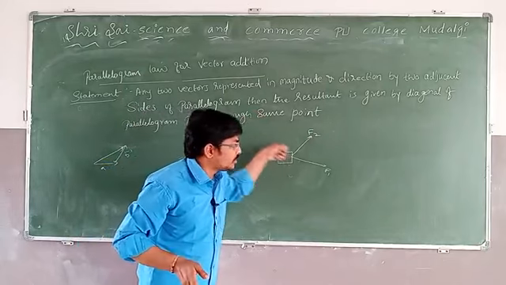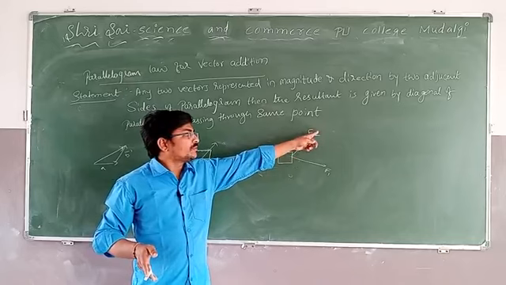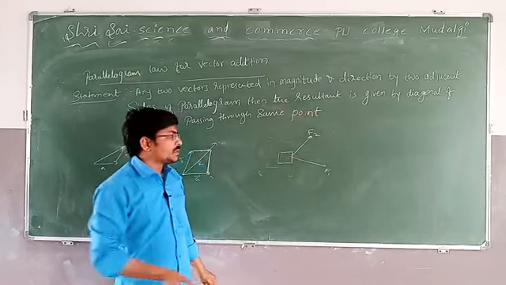One force is pulling this object in this way. The same object is pulled by one more force, F2, in another way. Both make some angle theta.